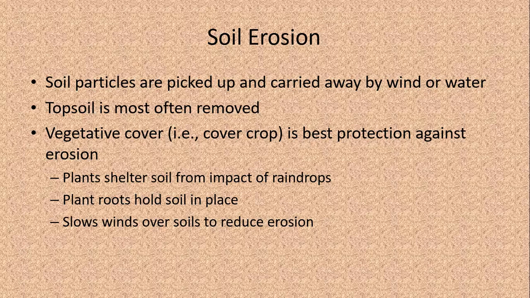The best protection against this is to have some kind of cover on the soil, and in particular, a vegetated cover is best. There's a number of reasons for this. When plants are on the soil, all the leaves and the stems of the plants help to shelter the soil so that when raindrops hit it, they're not making a large impact. The plant roots also help hold the soil in place. And when wind is blowing over the soil surface, the plants help to slow the wind so that it's not lifting up those fine particles and removing them.